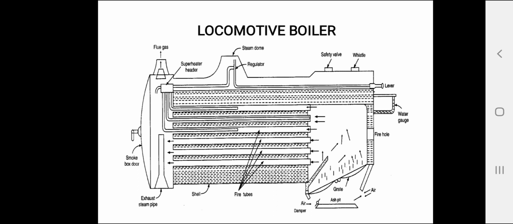Even though there are some advantages, some disadvantages are there. It is incapable of meeting very high overloads because of the danger of being damaged due to overheating. Maximum steam pressure is limited to 20 bar. Accumulation of mud particles in water causes scale formation. So these are some disadvantages of the locomotive boiler.